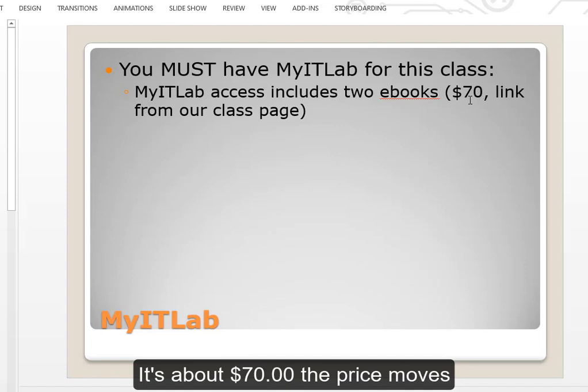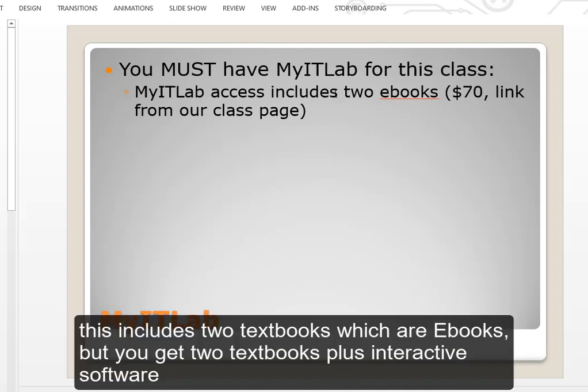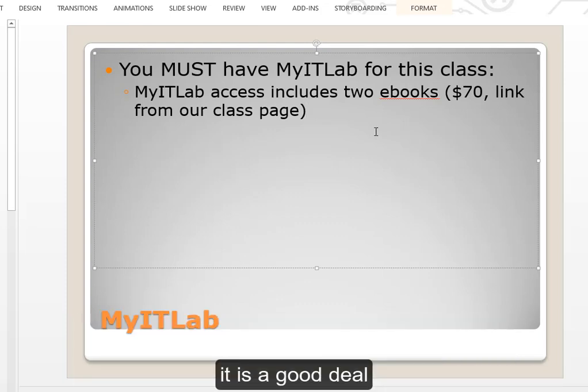It's about $70. The price moves. This includes 2 textbooks, which are ebooks, but you get 2 textbooks plus interactive software. It is a good deal.